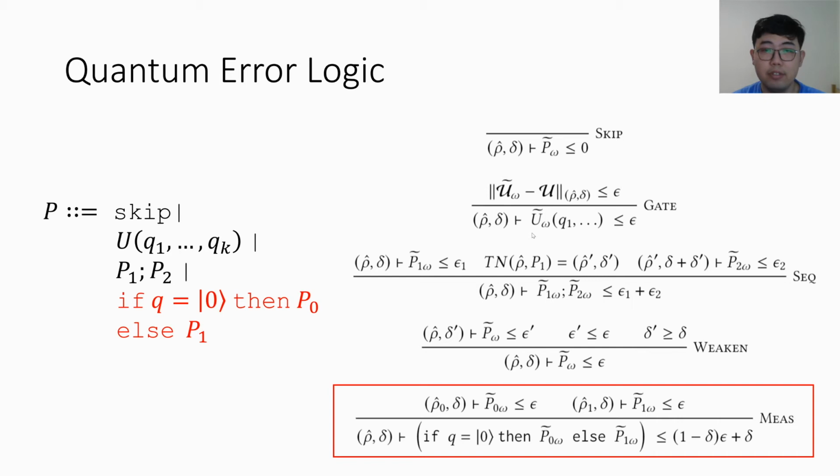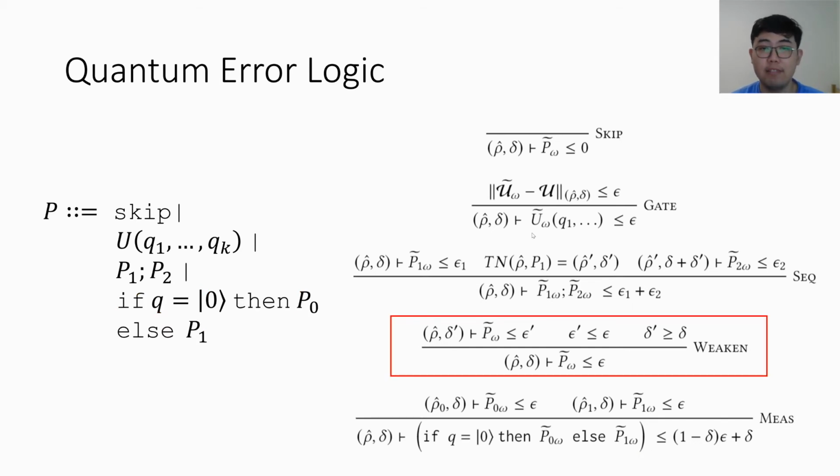The measurement rule says that if the error in each branch is bounded by epsilon, then the total error is bounded by the probability to go into the wrong branch, which is delta, plus, when the branch is correct, epsilon. We also have the weakening rule, which states that when the precondition is weakened, the bound still holds.